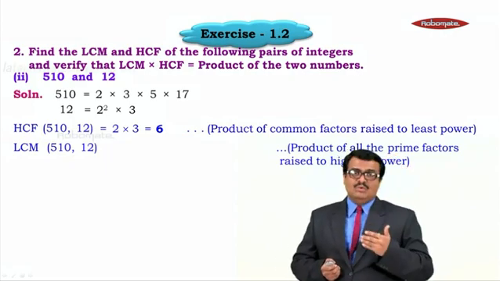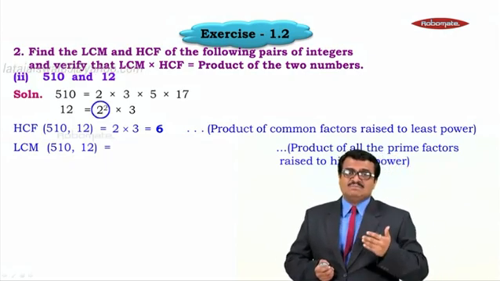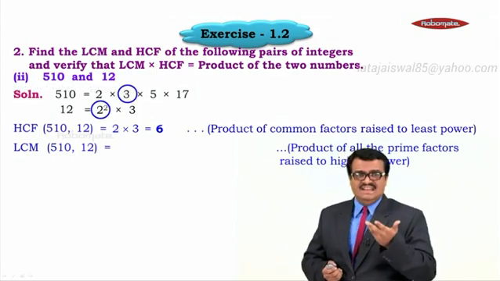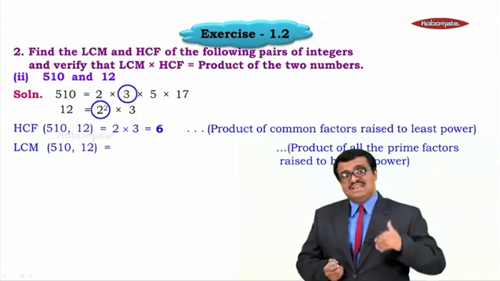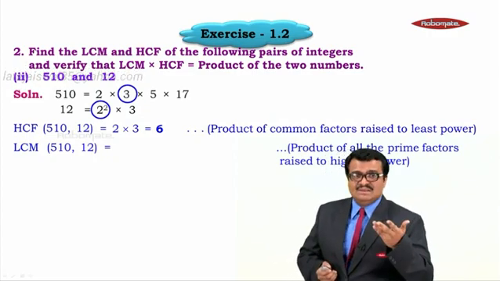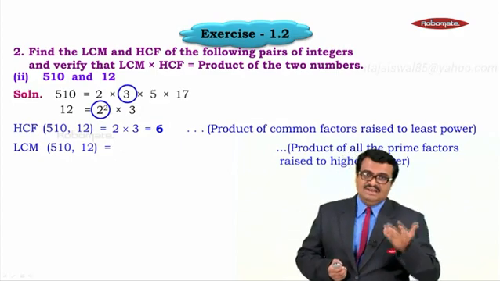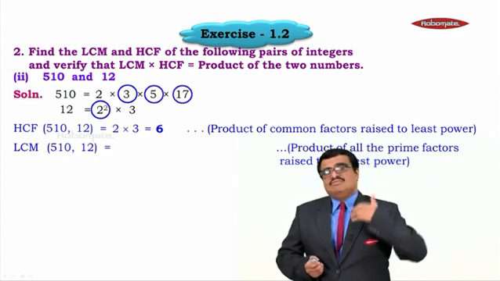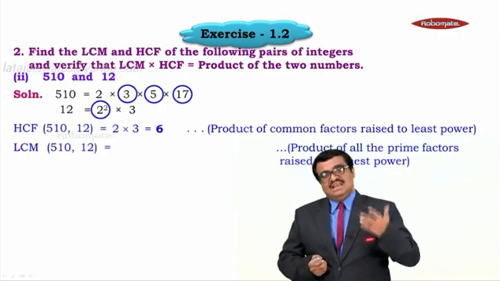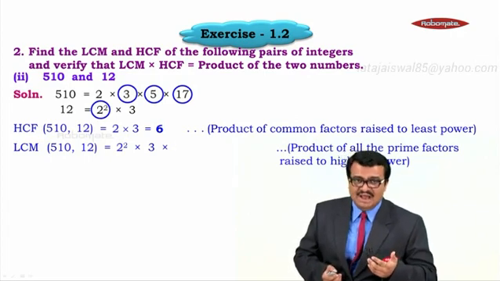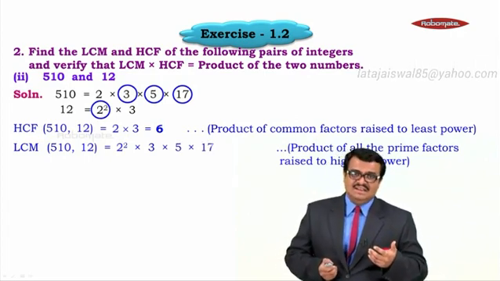Okay, now if you see 2, what is the highest power of 2? The highest power of 2 is 2 square. Okay, what is the highest power of 3? It is 3 raised to 1, which is 3. What is the highest power of 5? It is 5 raised to 1. And what is the highest power of 17 present here? It is only 17. So LCM is nothing but the product of all prime factors raised to the highest powers. So it will be 2 square into 3 into 5 into 17.